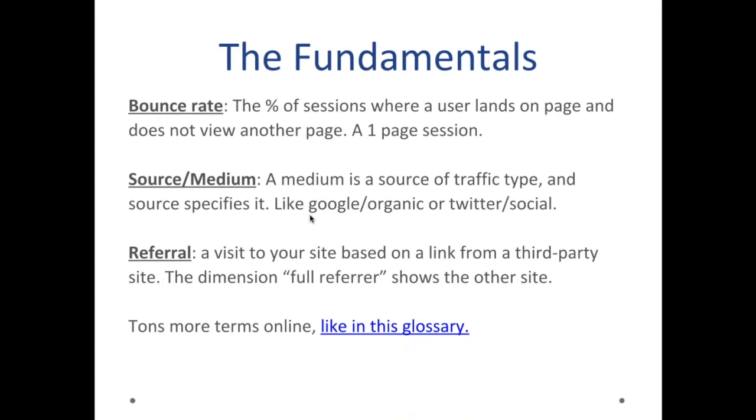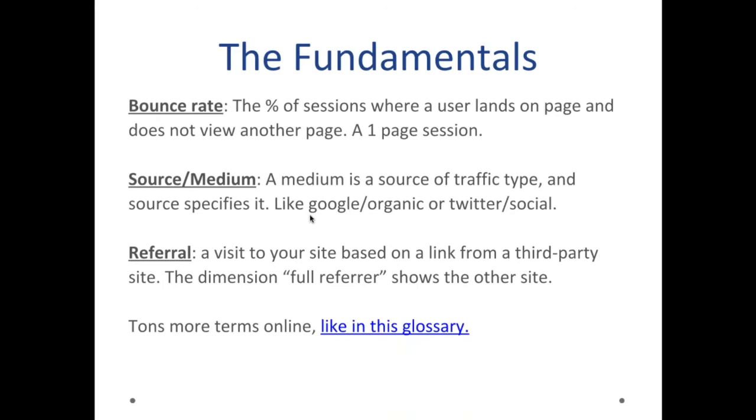So the next concept is source and medium. A medium is a source of traffic type, and a source specifies it. A good example is for medium, Google, and then the source is organic. Or for example, with social media, it's going to be Twitter, social.